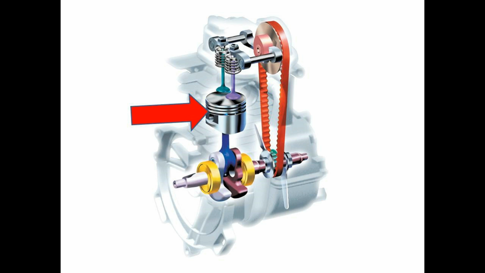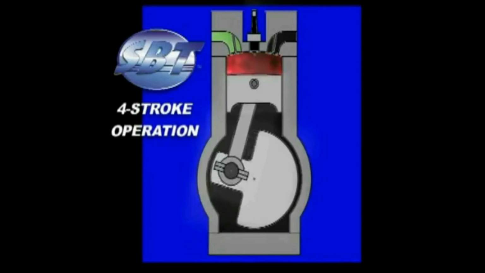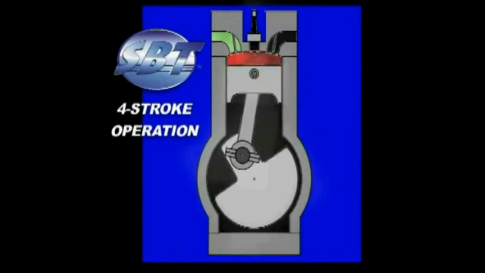At the end of the downstroke, the cams lower the lifters, causing the intake valve to shut, and allows the gases to be compressed into a small volume as the piston moves upwards. This is called the compression stroke.